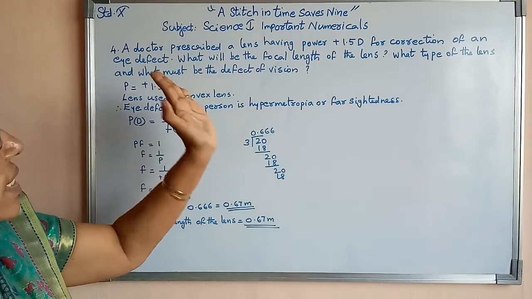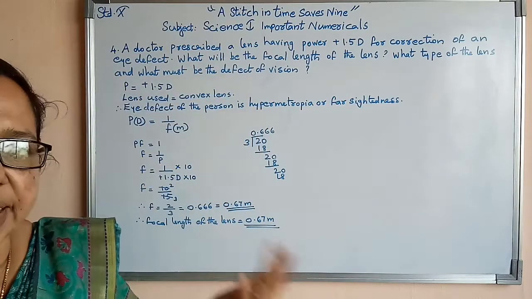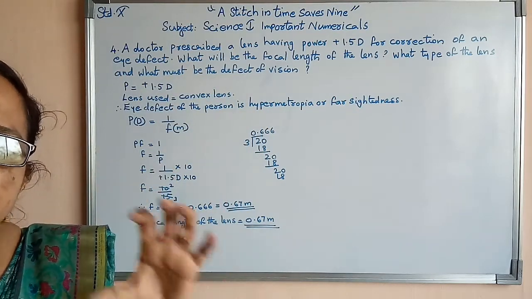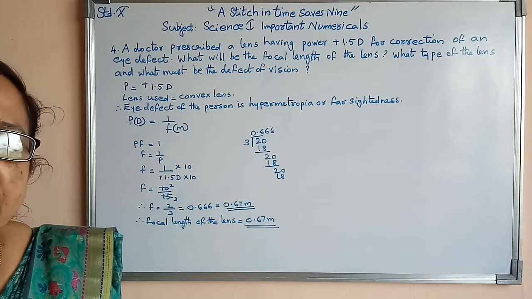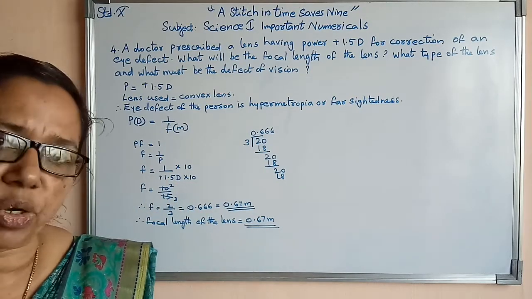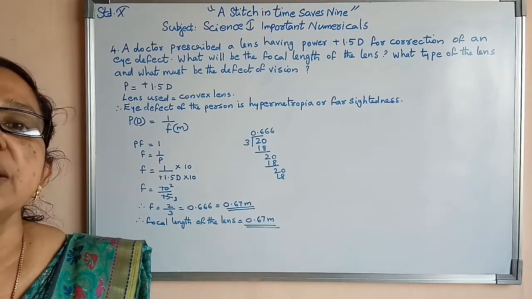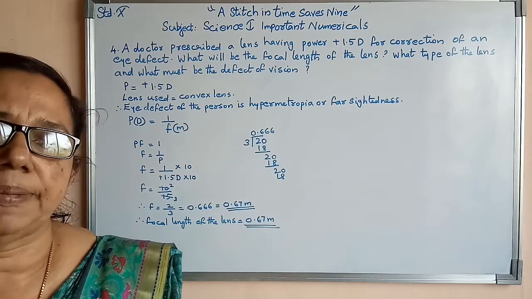And one more question is there. Which type of eye defect is corrected? By using a convex lens, we can correct which problem, which eye defect? That is hypermetropia, or we can say farsightedness.